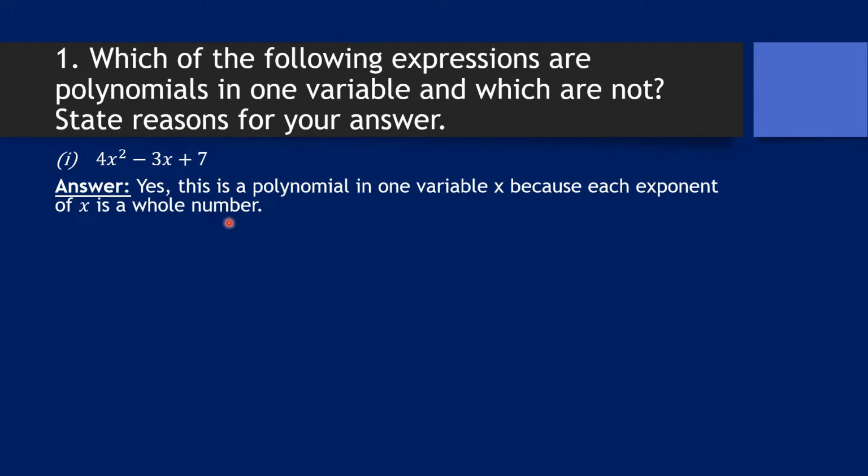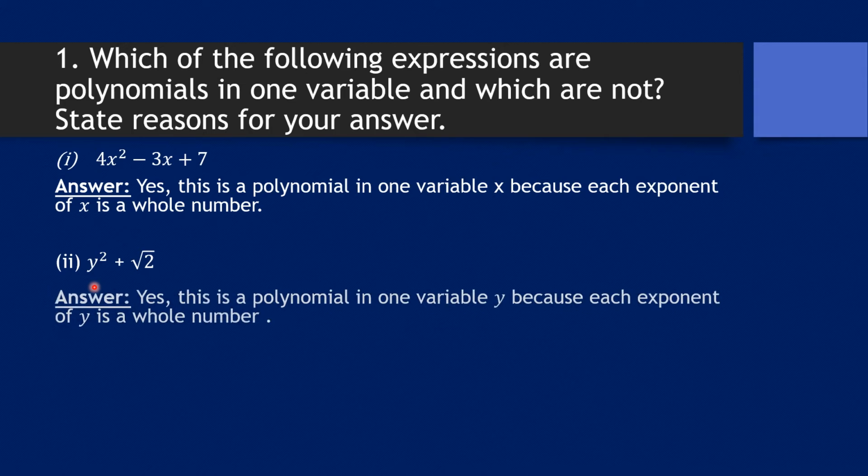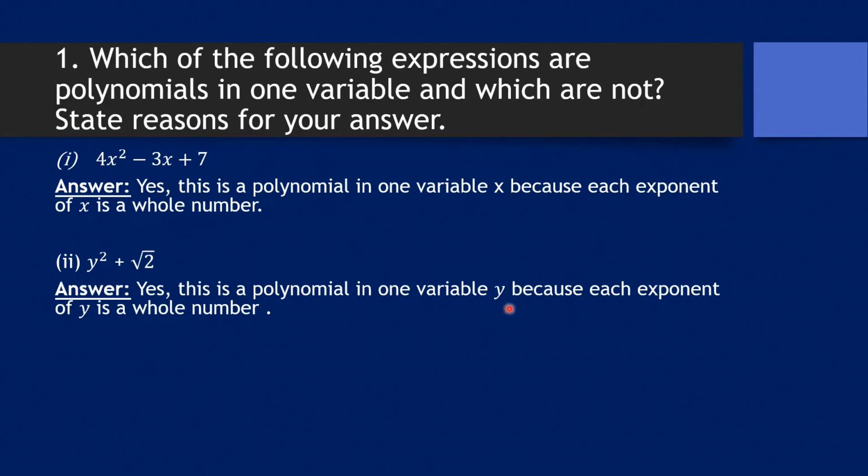इसके अलावा ये भी जरूरी है कि सारे ही वेरिएबल्स के जो पावर्स हों वो सभी क्या हो, एक होल नंबर हो for to be a polynomial. Now let's move on to the second question. Y square plus root 2. Here also you can see that the variable is y and the power of the variable is 2. So yes, this is a polynomial in one variable y because each exponent, that is the power of y, is a whole number. Now come to the third part.